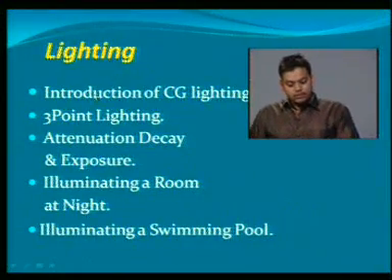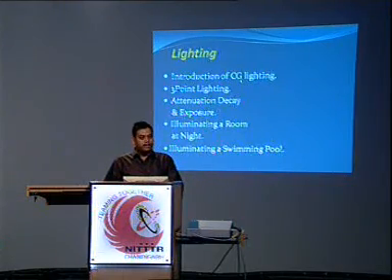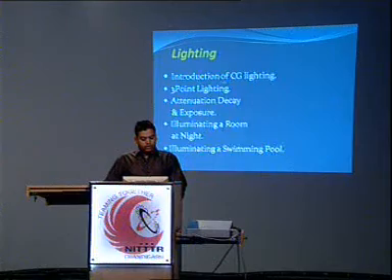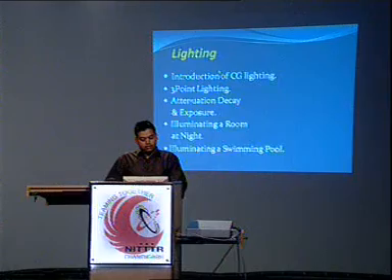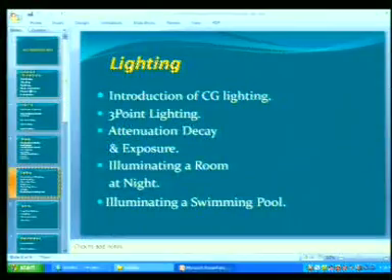Introduction of CG lighting. What is CG lighting? CG lighting is computer generated lighting, artificial lighting which we are creating in the software. In the 3D software we have two types of light: the target spotlight, which creates a spot, or an omni light, which falls on the whole scene. If you put an omni, one omni can light the whole scene. With 3-point lighting we create an effect. So we will move to the software.